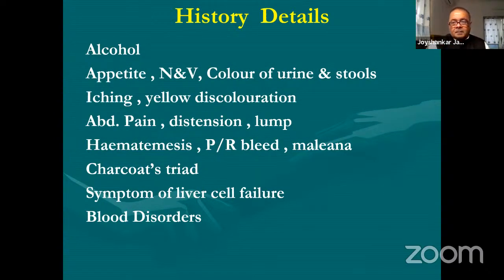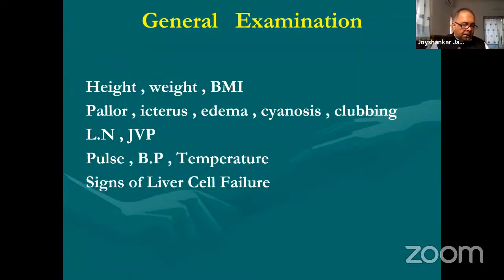Then comes the general examination part: height, weight, and BMI, pallor, pedal edema, generalized edema, cyanosis, clubbing, icterus, palpation of lymph nodes and JVP. Pulse, palpate for the rate, rhythm, and volume, and blood pressure.